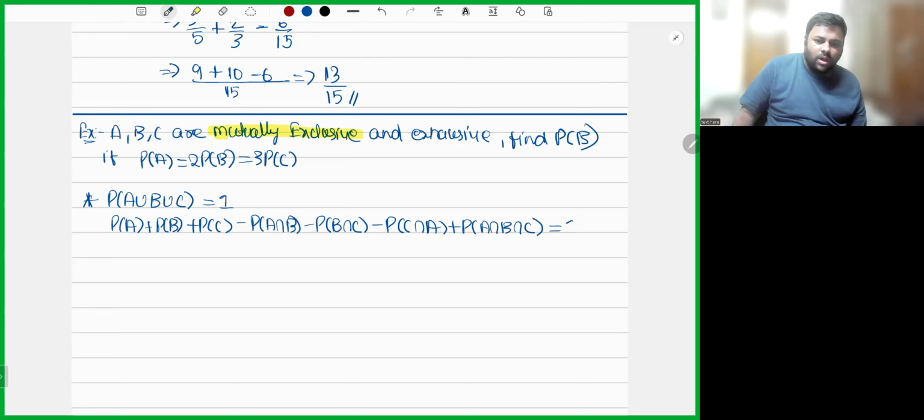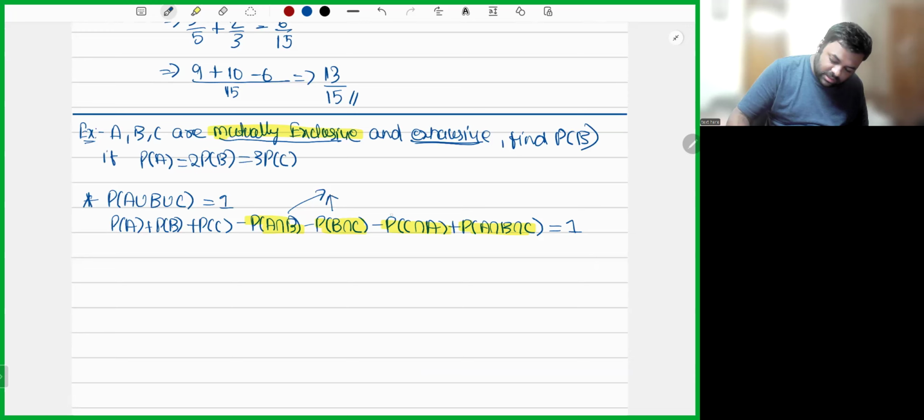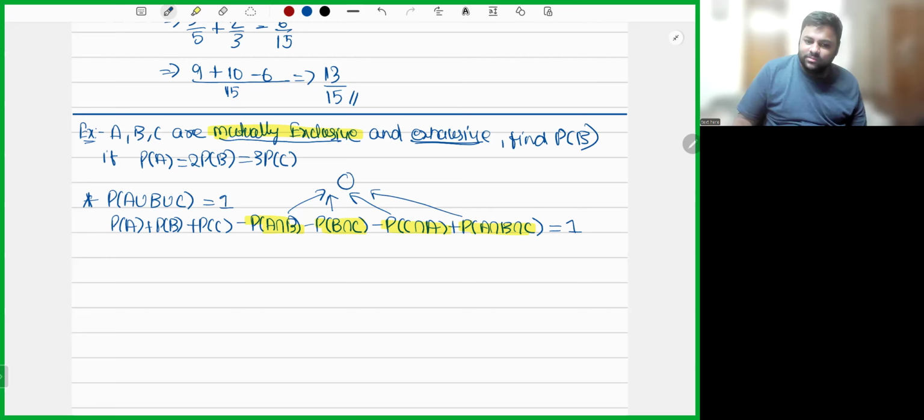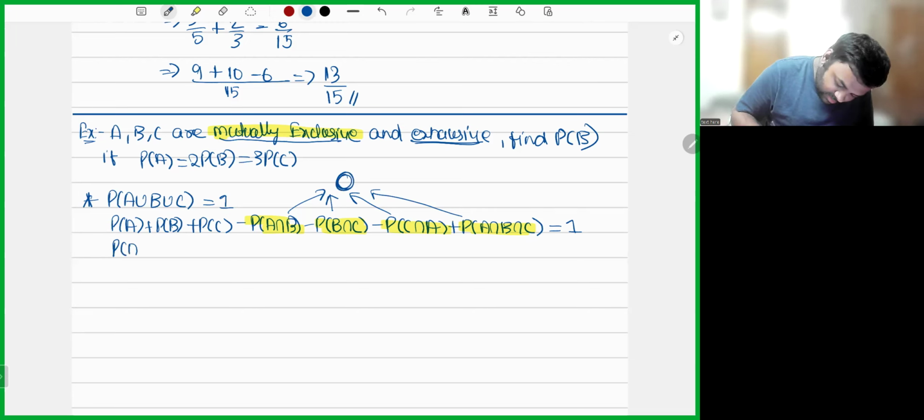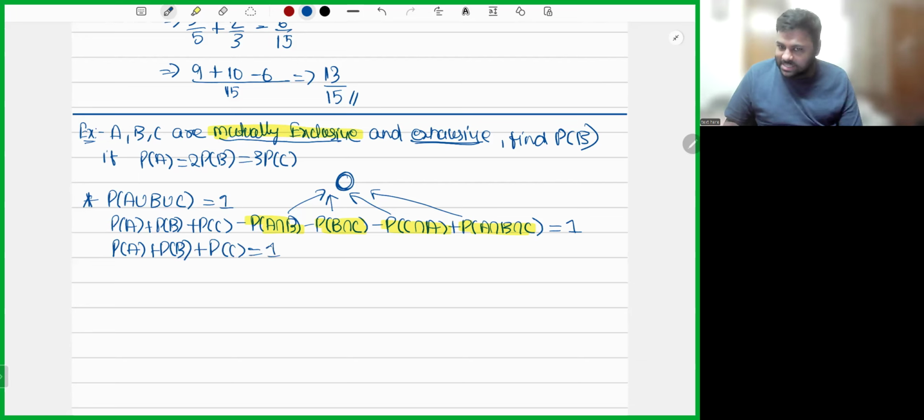Okay. Since he is telling they are exclusive and exhaustive, what do you mean by exhaustive, my dear friends? This intersection, everything will become 0. Unfortunately, entire this intersection is going to become 0. Right? Now, so I will say P of A plus P of B plus P of C is equals to 1. Now, what he is asking, my dear friends, he is asking you to calculate P of B, right?